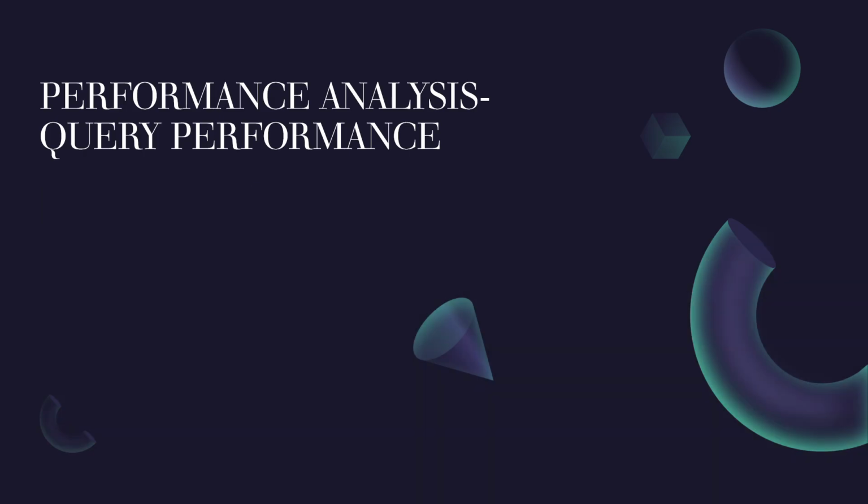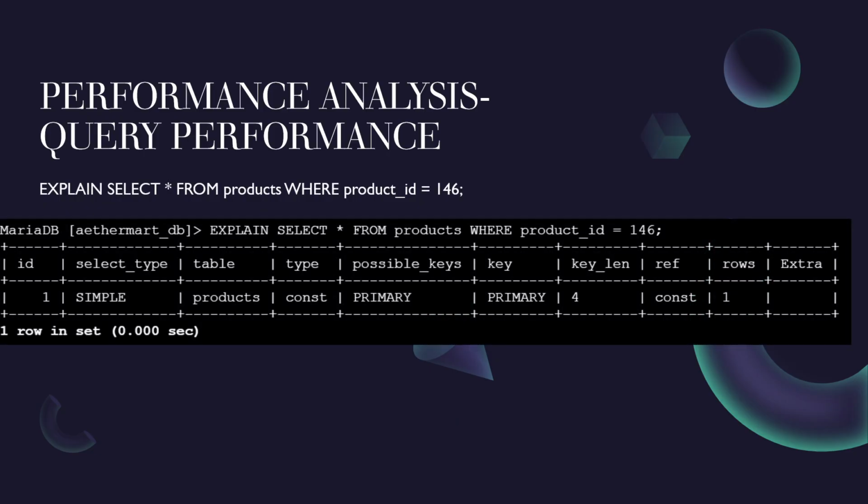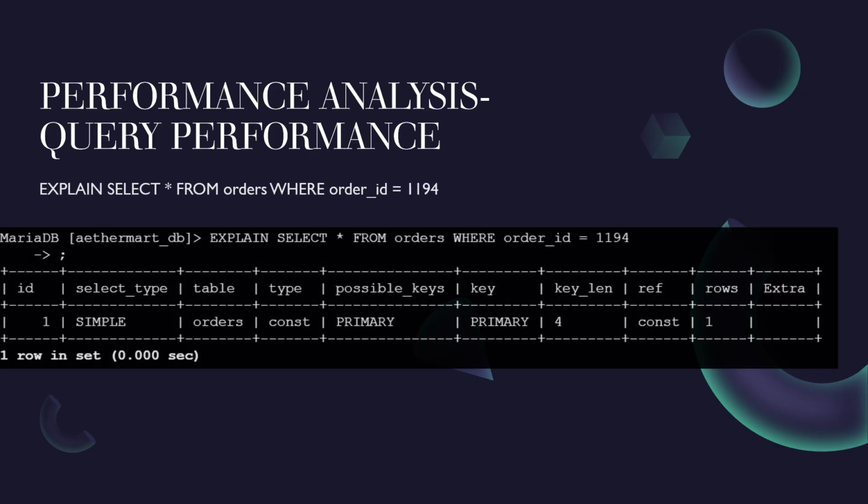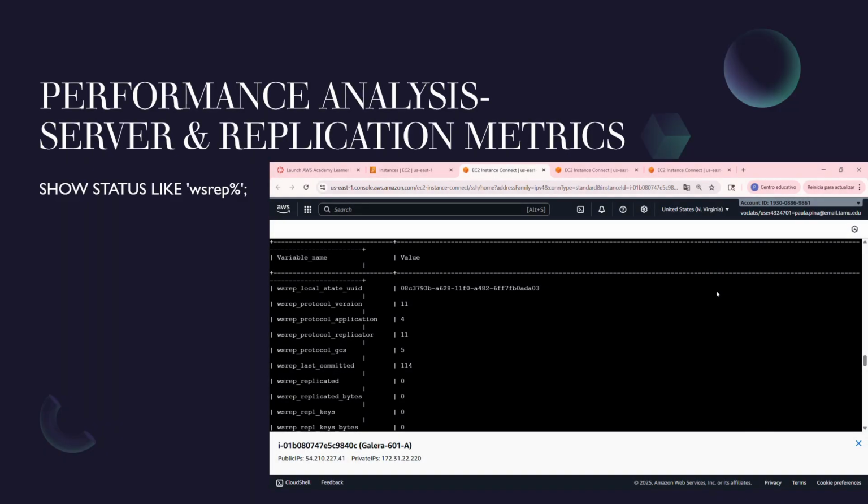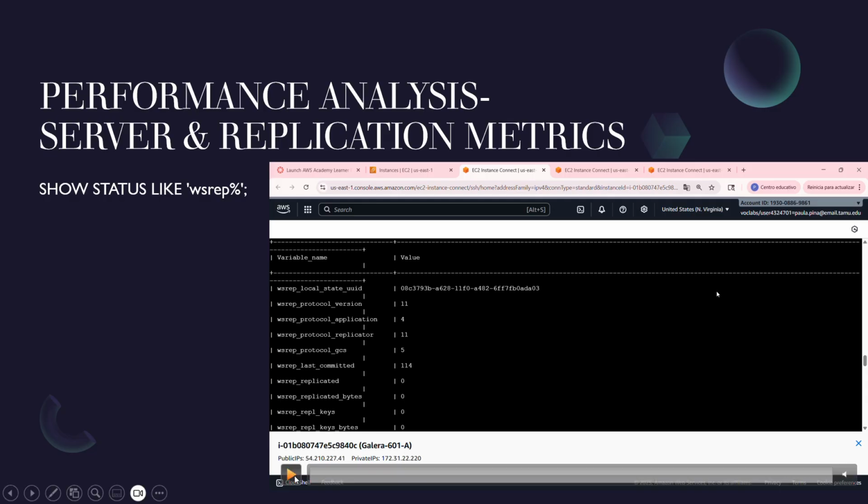Then we did the same thing for products, searching by product ID, and orders with order ID. We got the same results, so very similar. And then we ran SHOW STATUS LIKE 'wsrep%', and this is what we see.